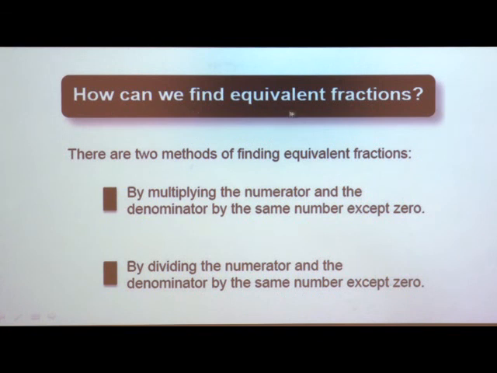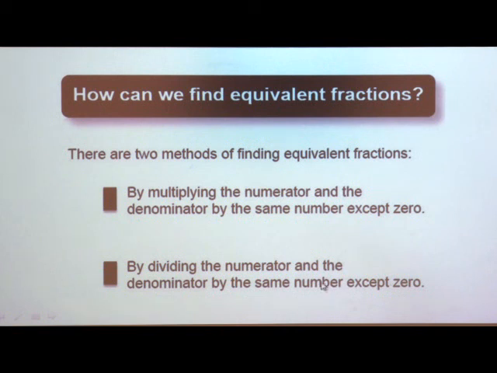How can we find an equivalent fraction? First we will learn what equivalent fractions are and how to find them. There are two methods of finding equivalent fractions. One is by multiplying the numerator and the denominator by the same number except 0, that you had learned in the previous class. Again I will repeat, by multiplying the numerator and the denominator with the same number. This is one method, and another method is by dividing the numerator and the denominator by the same number.